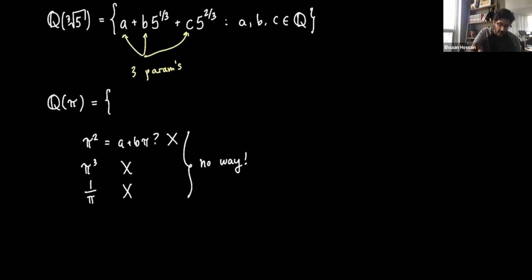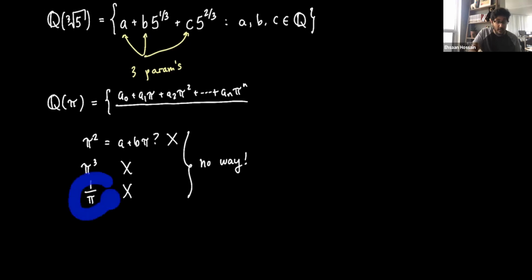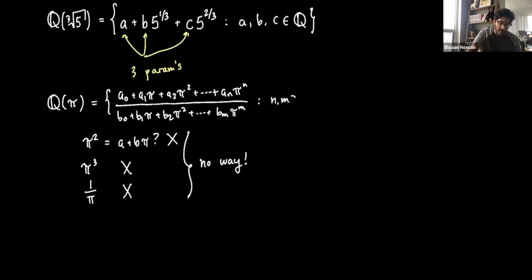Maybe I should have called this A0 plus A1 pi plus A2 pi squared, so that the pattern is pretty clear, plus An pi to the n, where n is any number. Also, I need to include the inverse of pi. So I need that too. I need B0 plus B1 pi plus B2 pi squared up to Bm pi to the m. Here, n and m are non-negative integers, and all the ai's and bi's are rational numbers. We didn't use this notation too much in class, but I think you know what it means. It just represents any combination of things of these forms.